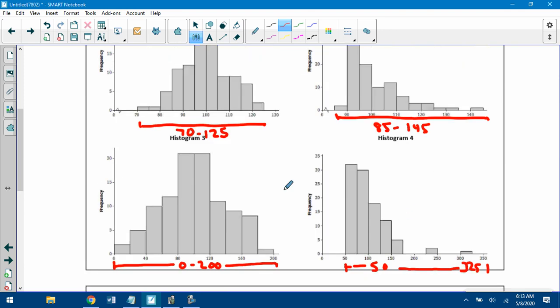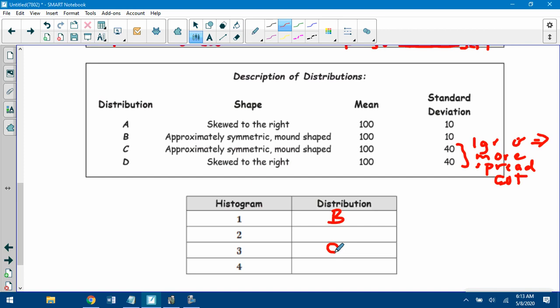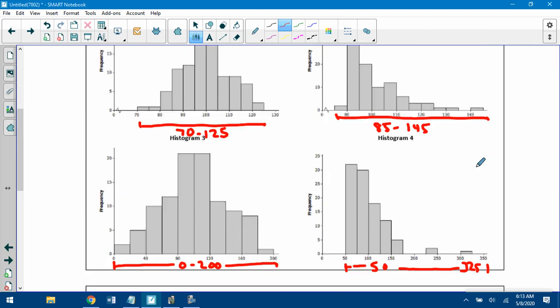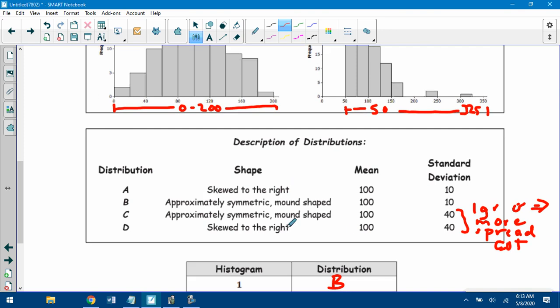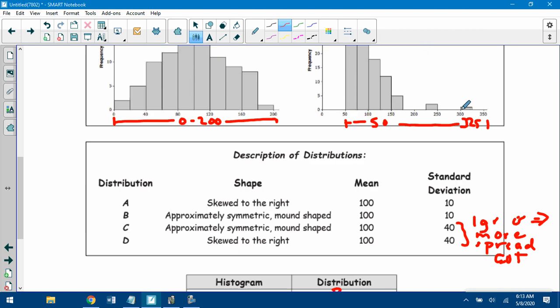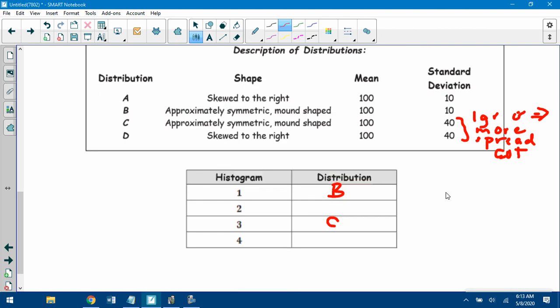By similar reasoning, histogram 3, which is this one down here, is still definitely symmetric, but with a larger standard deviation. So that's going to be C. Okay, so histogram 2 goes from 85 to 145. Histogram 4 goes from 50 to 325. So which one's going to have the bigger standard deviation? Histogram 4. They're both skewed to the right because there are some extreme right values that are skewing the data. The smaller standard deviation is going to be histogram 2. So this will be A, which leaves D for histogram 4.